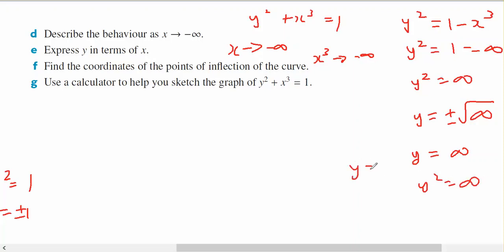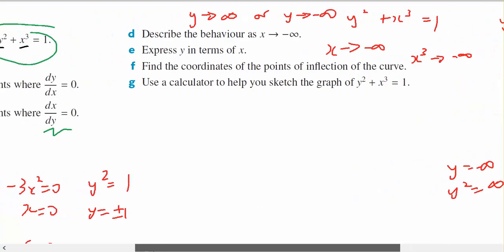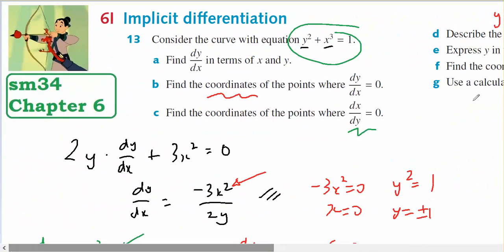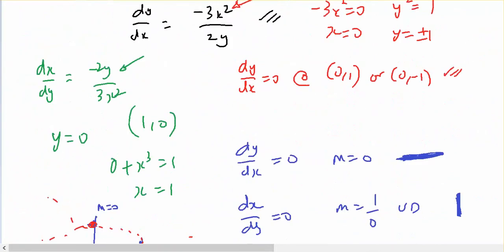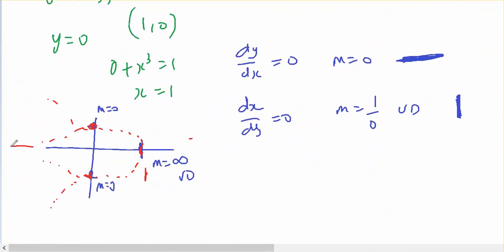And if y equaled negative infinity, y squared would also equal infinity. So as x goes to negative infinity, y either goes to infinity or y goes to negative infinity. That makes sense over here, because as x gets towards negative infinity, y is either up here or down here.